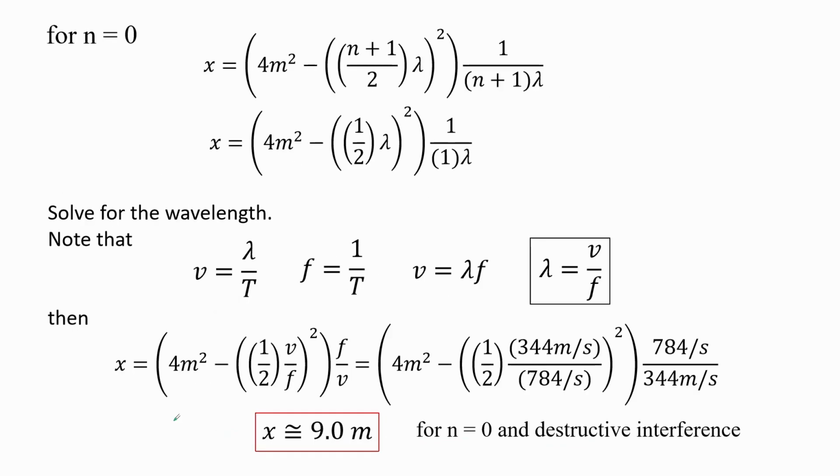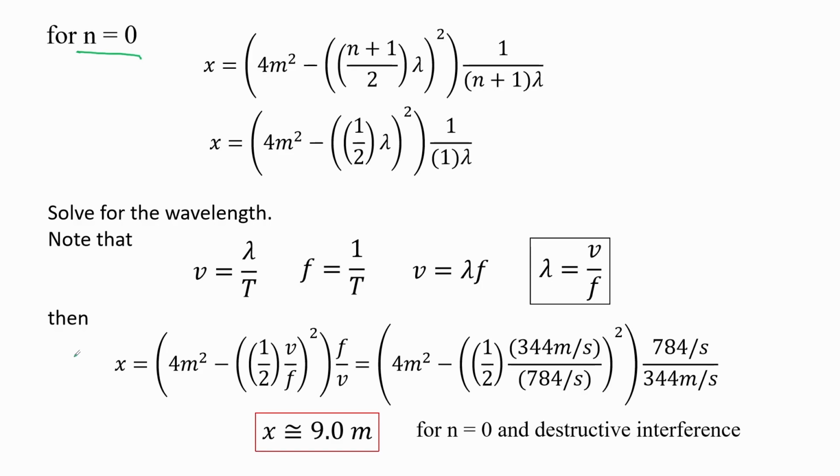Now we get the value of x if n is equal to 0. N equal to 0 would give us the least non-zero value of the wavelength. We also substitute the expression for the wavelength and rewrite it as the fraction of the wave speed of sound in air and the frequency of the speakers.